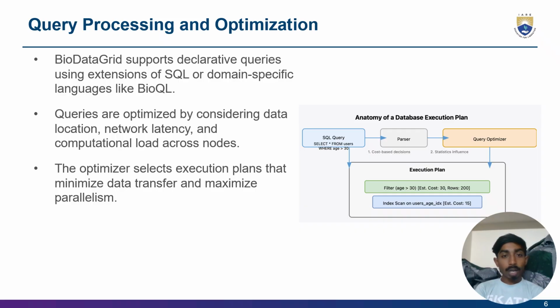Query processing and optimization. BioData Grid supports declarative queries using extensions of SQL or domain-specific languages like BioQL. Queries are optimized by considering data location, network latency, and computation load across nodes. The optimizer selects execution plans that minimize data transfer and maximize parallelism.